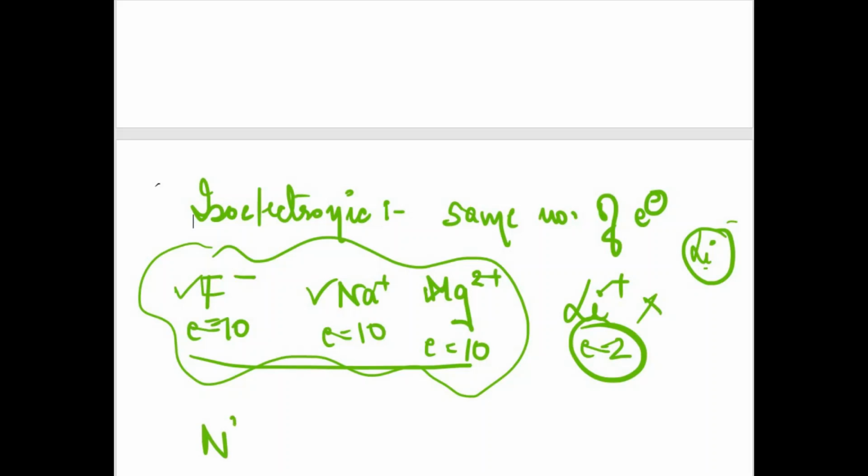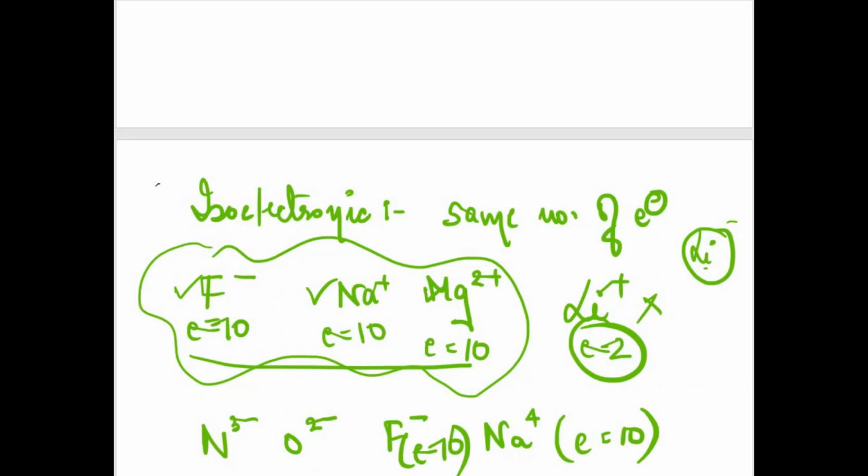Coming to the fourth option, N3 minus, O2 minus, F minus and Na plus. This we have seen electron is 10. This also we have seen electron is 10. Coming to this one, O has an atomic number of 8. 2 minus means 10 electrons. Nitrogen has an atomic number of 7. 3 minus means 10 electrons. So all the electrons are same. So our answer should be option number D.